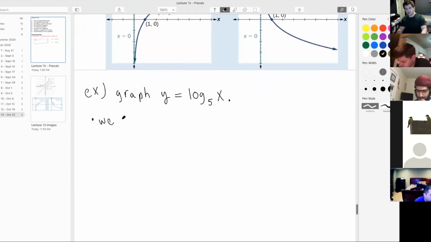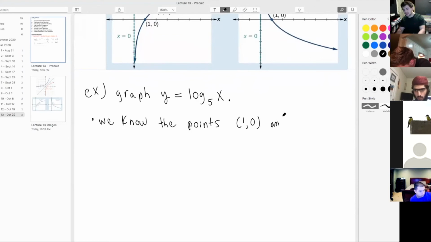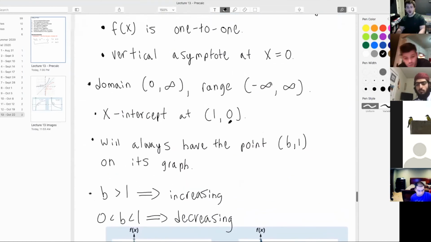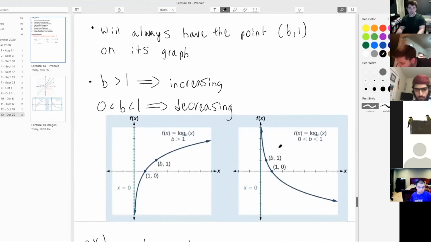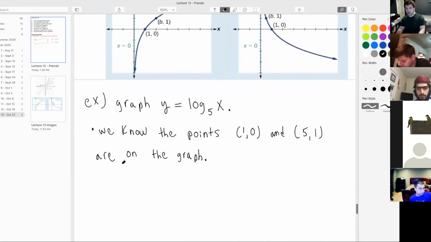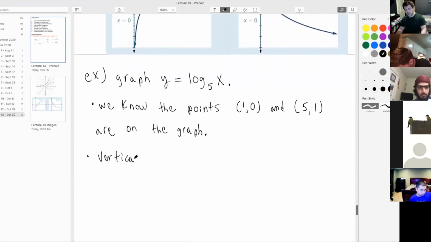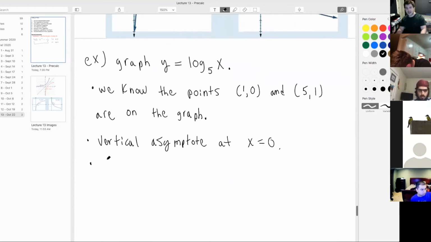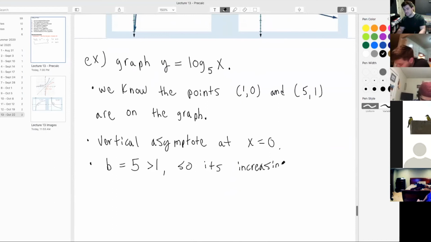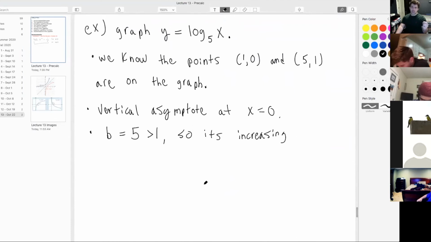So first of all, we know the points 1 comma 0 and 5 comma 1 are on this graph, okay? We know that by our discussion earlier, scroll up to this guy, we will always have the point 1, 0 and b, 1 on the graph. b here is 5, so we have 5, 1 on the graph. Good, and also we have a vertical asymptote at x equals 0. That's another piece of data. And our b value is 5, which is greater than 1. So it's increasing. Okay, and with this information, you can graph it pretty easily.